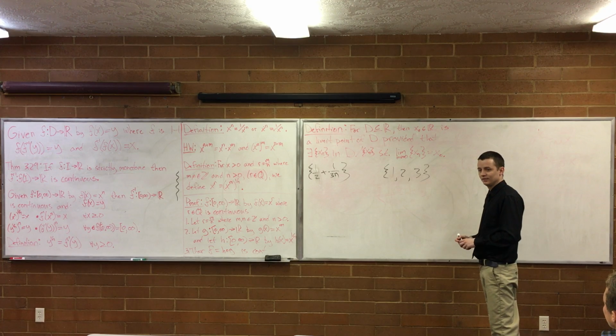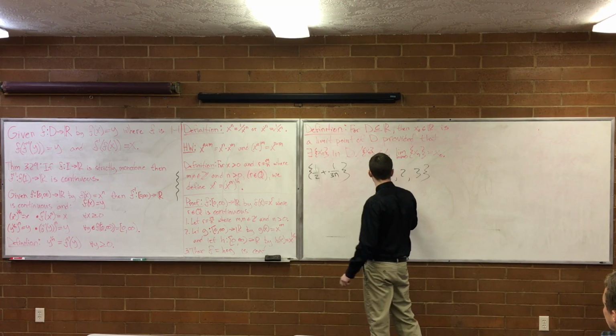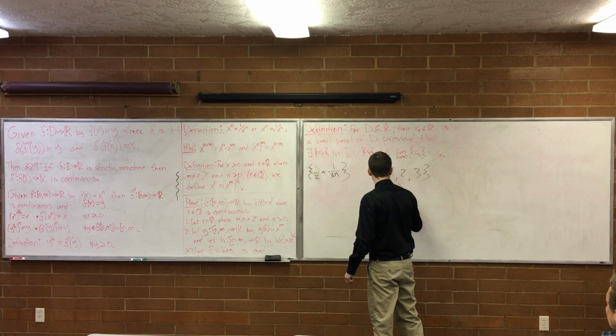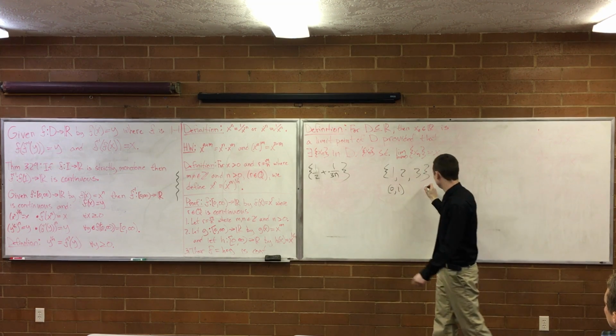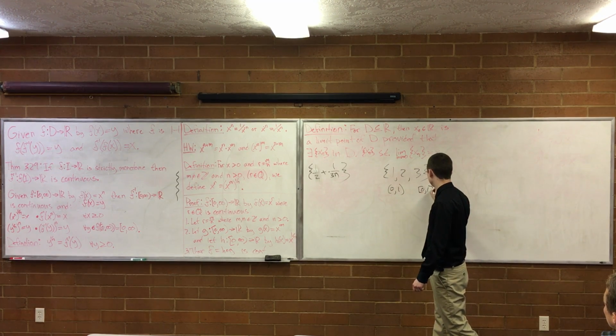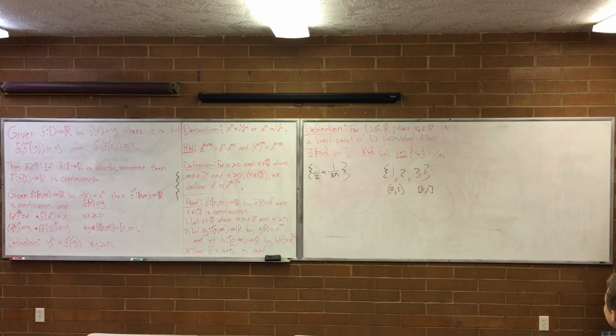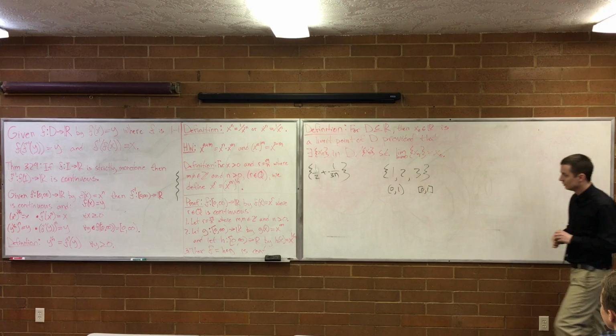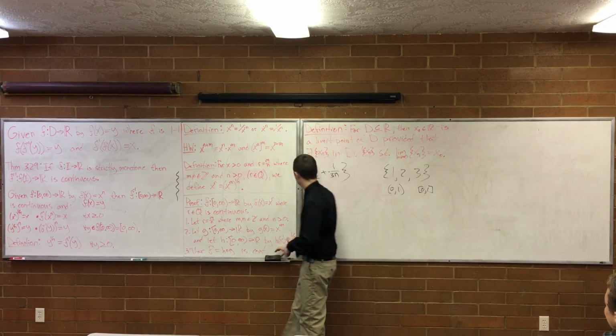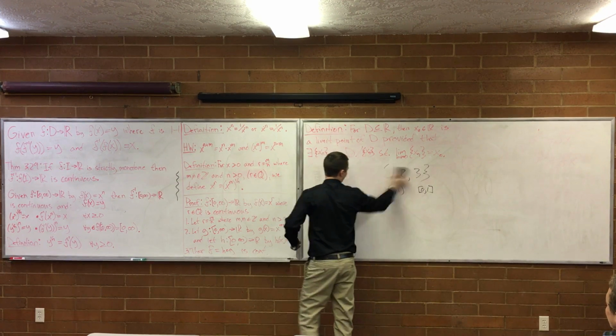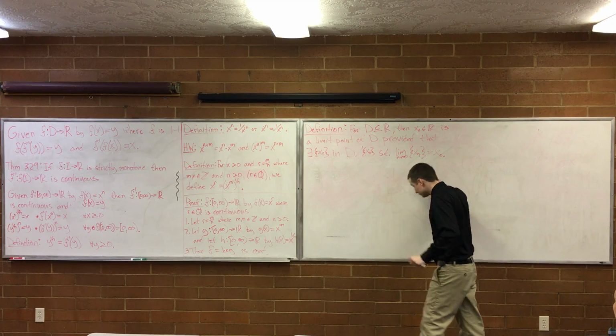But when I gave you something like 0 to 1, we knew what all the limit points of that were. It was the closed interval 0 to 1. Good? Just trying to help you wrap your head around these limit points.